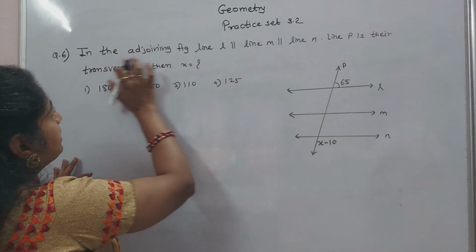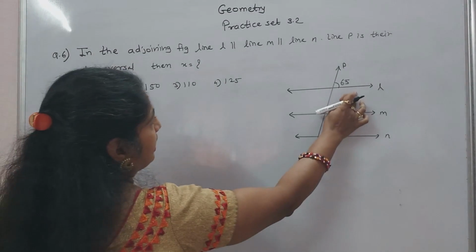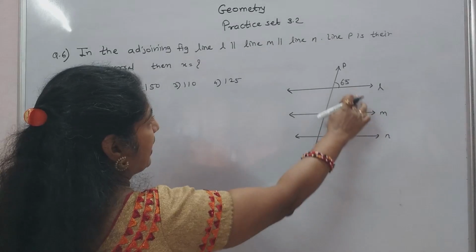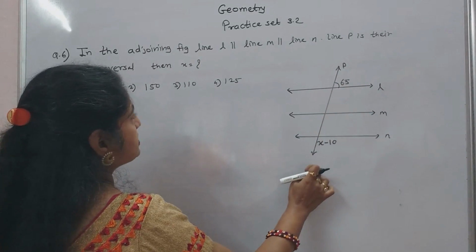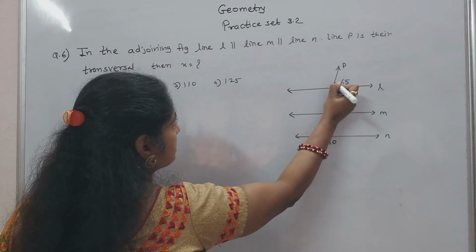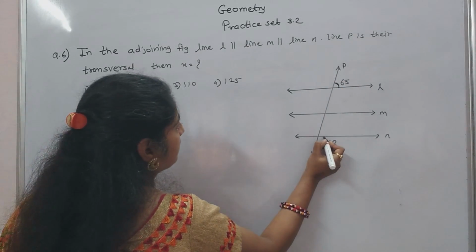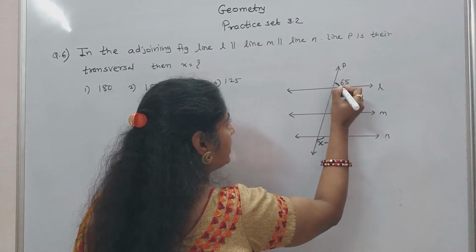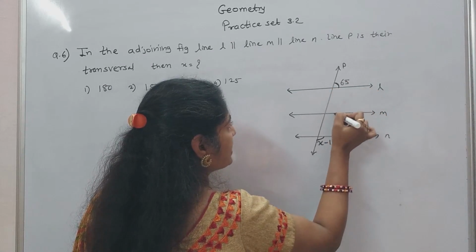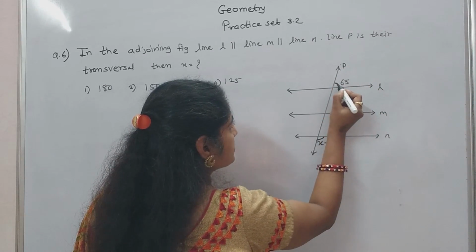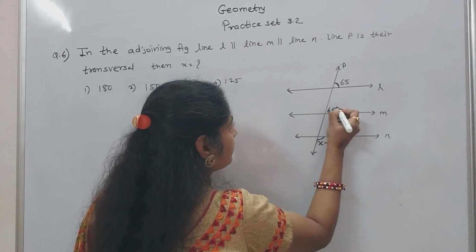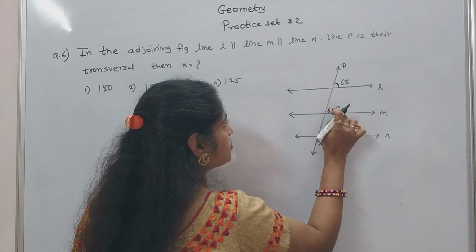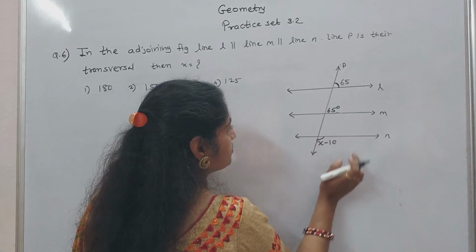Question number 6. In the adjoining figure, lines L, M, N are parallel lines. P is the transversal and here the angle is given as 65. We have to find the value of x. Now, corresponding angle. Write down the first corresponding angle. Two lines are parallel, P is the transversal. So here is the 65 angle. This is 65, so the upper angle is also 65.